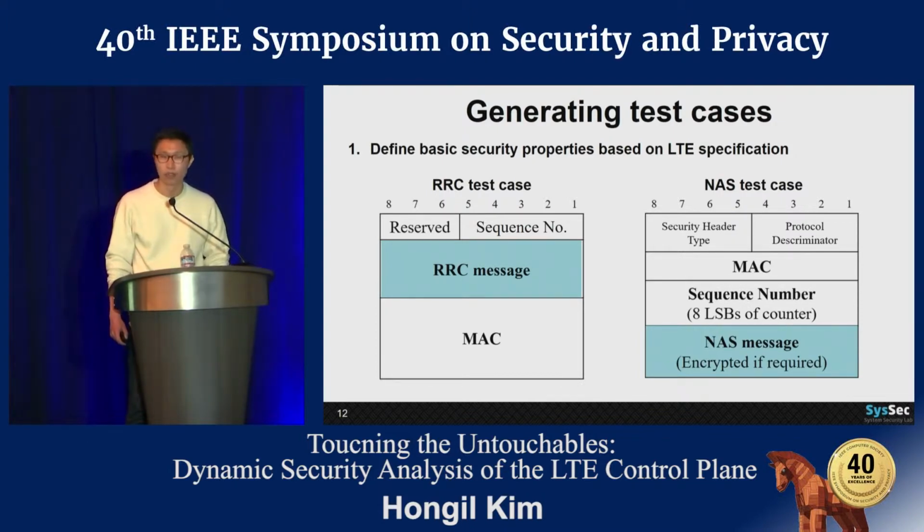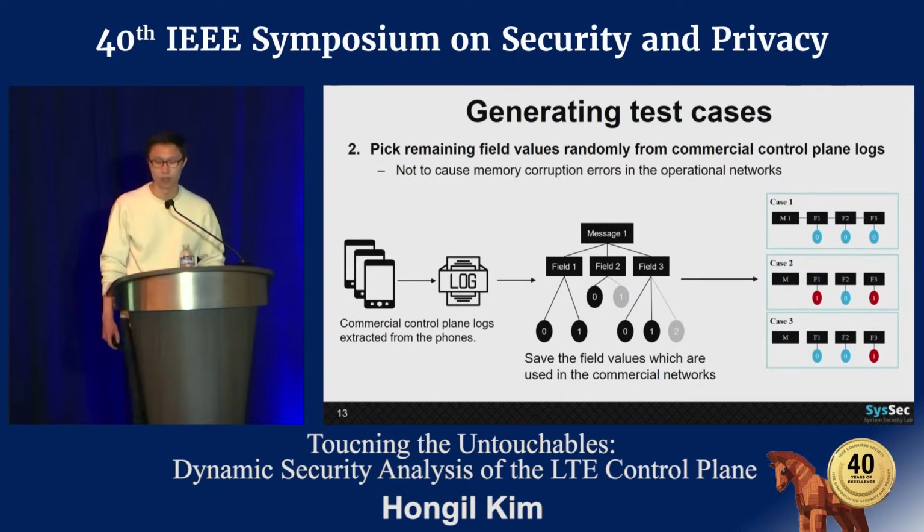However, since we test against the commercial LTE network, it is not allowed to trigger any crashes that may disable the commercial LTE services. And even in a carrier's testbed network, it is not allowed to do this because, as you know, there are a lot of engineers working all day and night to deploy their 5G network. So what we have done is randomly picking field values from commercial control plane logs.